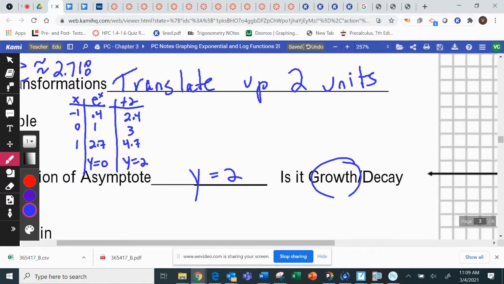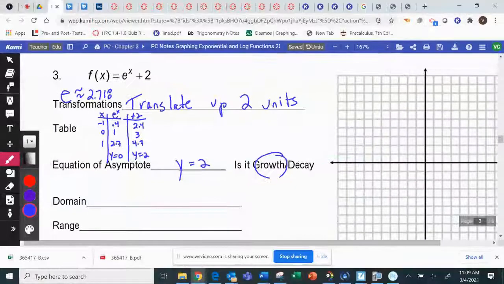So I'll have -1, 2.4. Oh, I've got y equals 2 also. One 3 and 1, 4.7. Something doesn't look right to me. It's at 2.4.